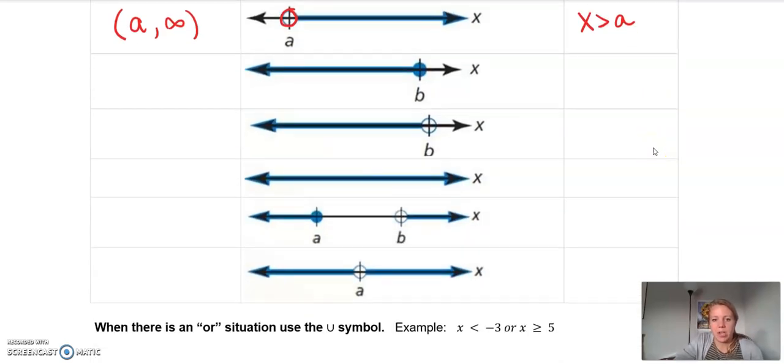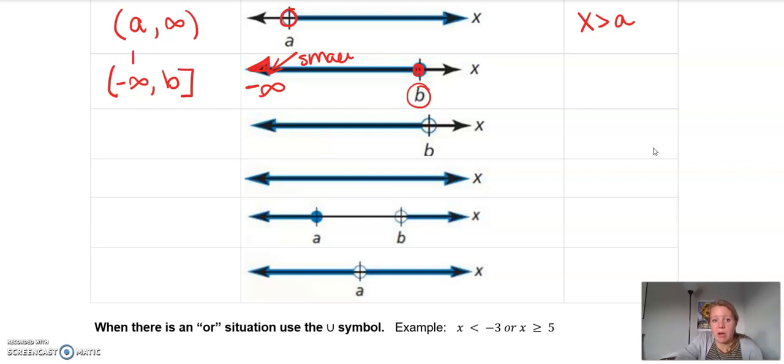This time my arrow is going all the way to the left. Well, I know this is like the negative side, right? We are going smaller and smaller and smaller. So this is actually negative infinity, meaning we're going in the negative direction forever and ever and ever. So when I write my interval notation, I'm not going to write B first. This is my smallest number, because negative means small. We're getting super, super small. So I'm going to write negative infinity first, then b. Because I have that closed circle, it's going to be a bracket.